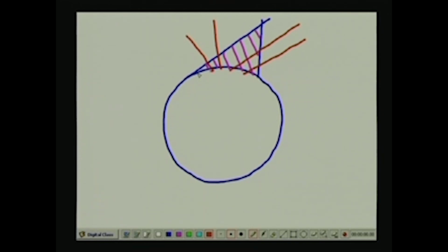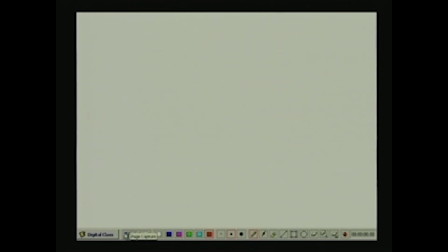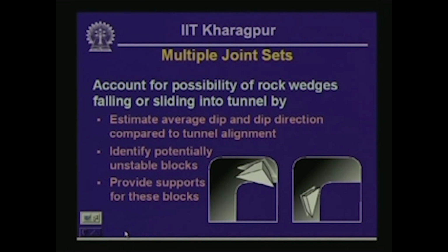Now, what you have to design is what load these individual rock bolts are going to carry. So, these are rock bolts, and also what is the length of each one of these rock bolts. So, that is one of the countermeasures often used in order to stabilize the problem of falling or sliding wedges.